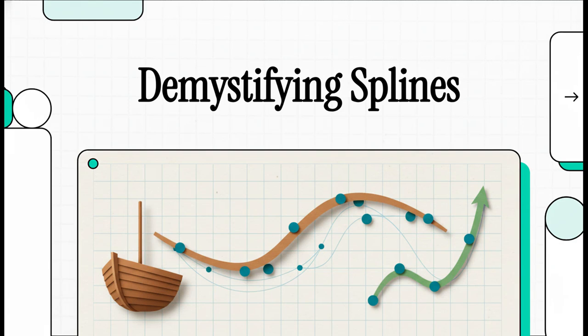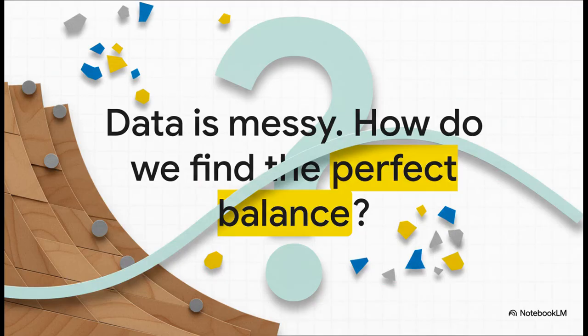Let's be real for a second. Real-world data is almost never a nice, neat, simple, straight line. So how do you possibly model these complex, nonlinear patterns without your model going totally off the rails? Well, in this explainer, we're going to pull back the curtain on one of the most elegant solutions out there, splines.